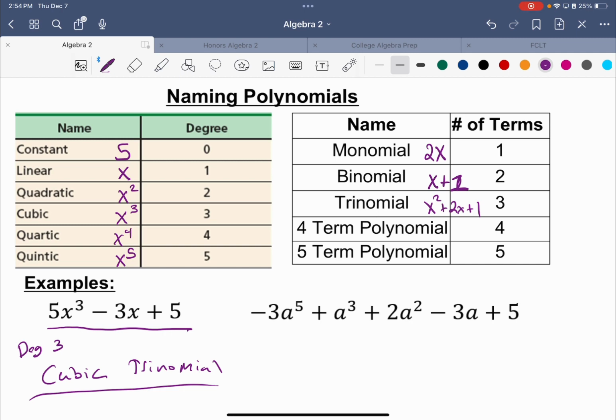For the second one, negative 3a to the fifth plus a cubed plus 2a squared minus 3a plus 5. Well, degree, it's fifth. Fifth is quintic. So we would say this is quintic with 5 terms. Good enough for me. Always name it by its degree first, and then its number of terms. Not quintic fifth-term polynomial, just put quintic with 5 terms.